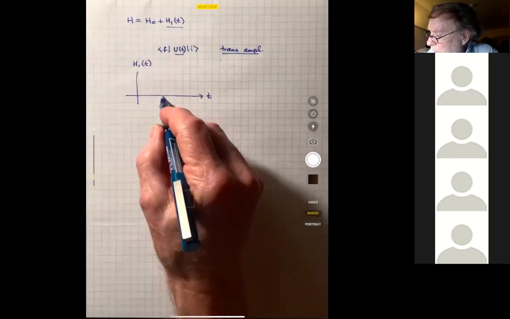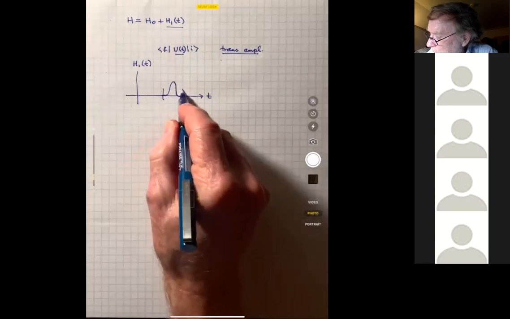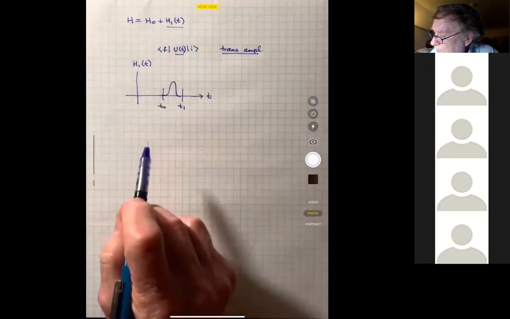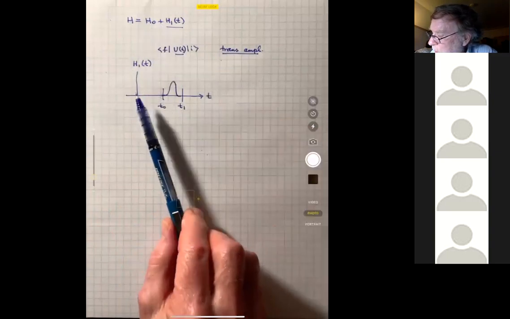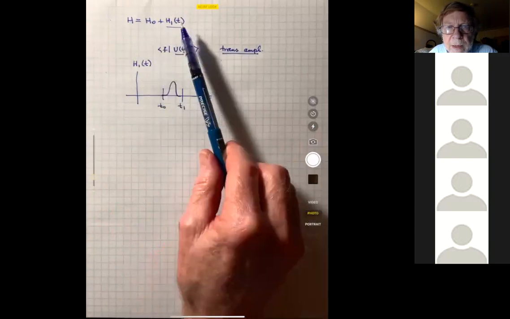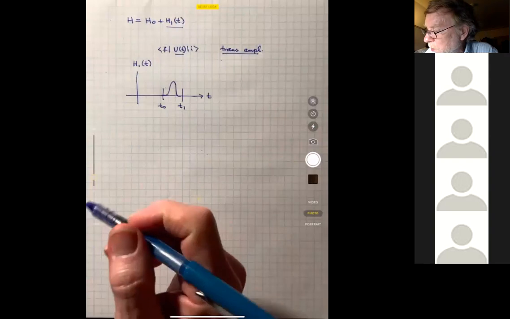If you imagine that the H1 is turned on over some limited period of time like this, between two bounding times t0 and t1, then what that means is the system is governed by the unperturbed Hamiltonian before t0 and also after t1, but that the perturbation, which was on during this limited period of time, is going to introduce some changes.